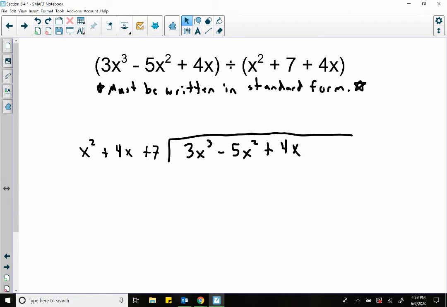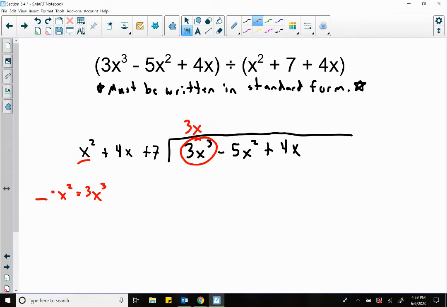Okay. So here's who we care about. Here's who we want to get rid of. So we want to know what times x squared equals 3x cubed. So hopefully you said 3x, Mr. Armstrong. And I'm like, yes, you are absolutely correct. 3x gives us that.